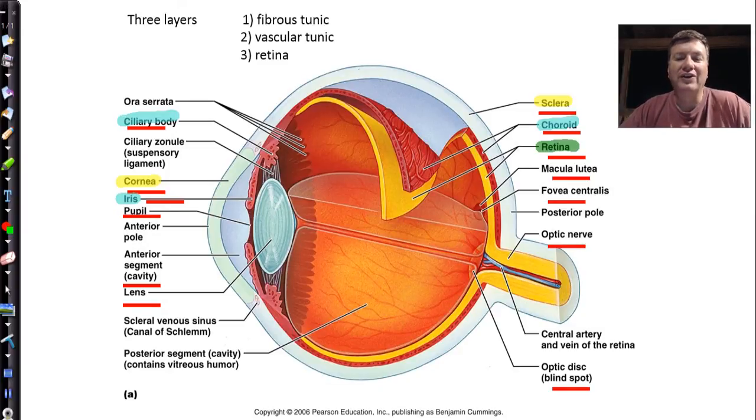The choroid layer, again, is part of the vascular tunic, so it's going to have a lot of supporting blood vessels and other tissues that support the rest of the eye. And the sclera is a hard, tough covering, ligament-like in a way, that protects the eyeball and helps make sure it doesn't collapse on itself.